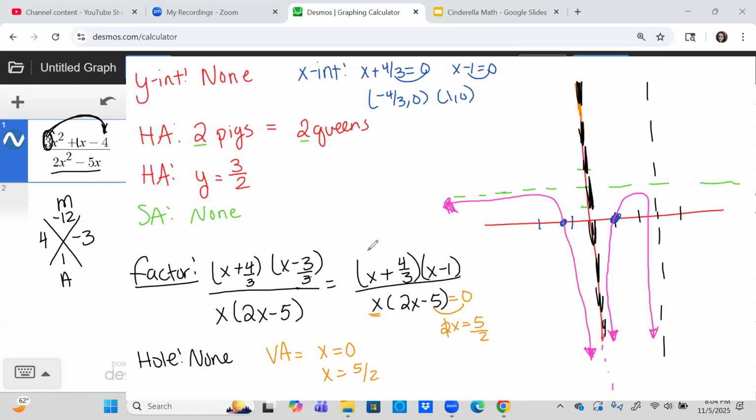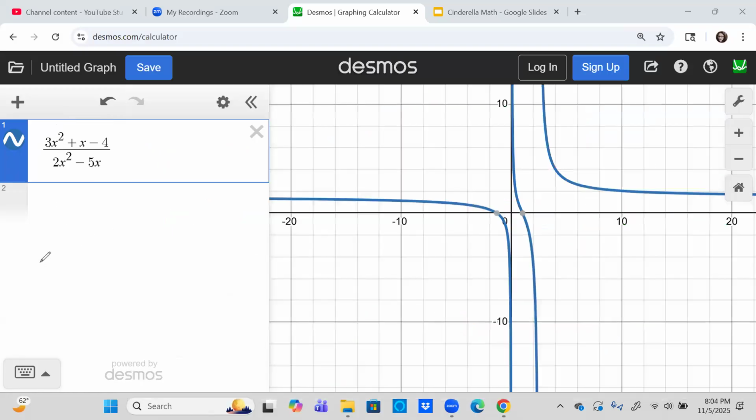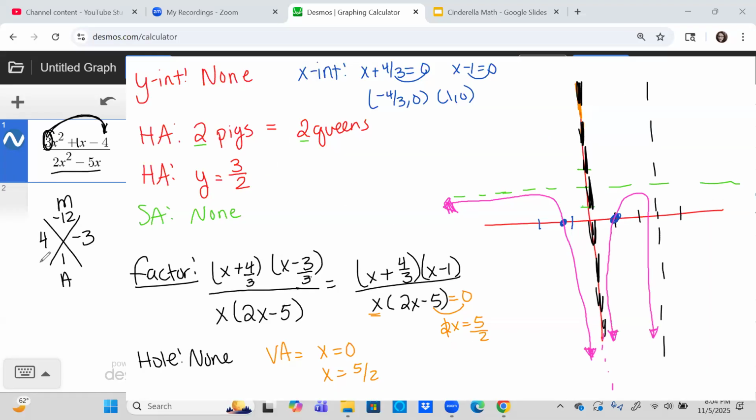Let me check the Desmos real fast. I'll put this all back up. Let me make sure I've done that correct. No. Okay, so the middle is not right. Okay, but the other side was fine. But the middle is not. Hmm.